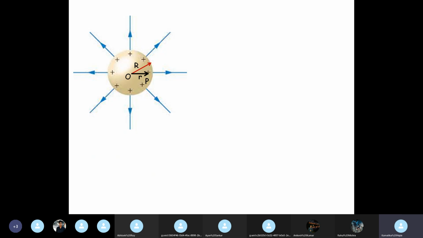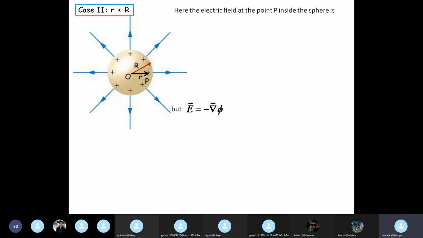Now let us consider the case where the point P lies inside the sphere. See, P is now inside the sphere. So r is less than capital R. And we know that E is equal to minus grad phi. That we have to keep in mind.